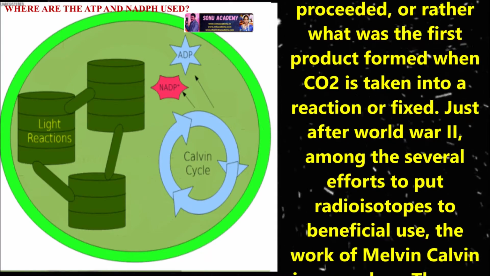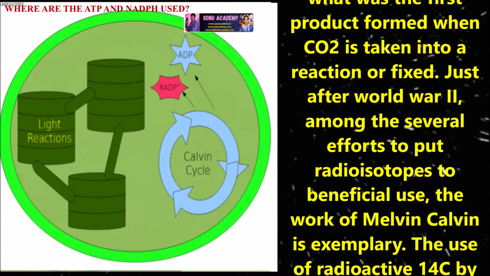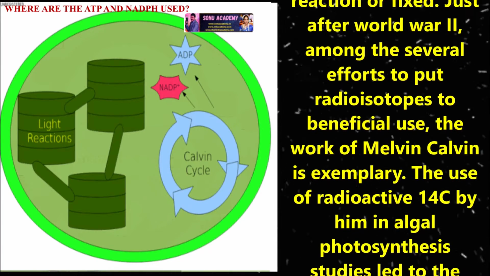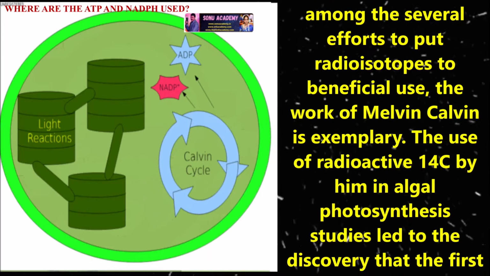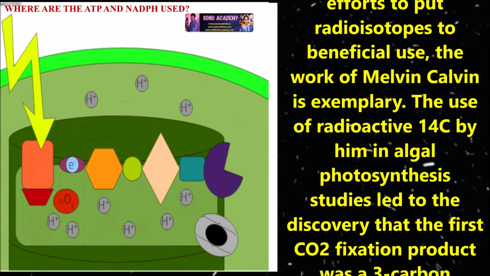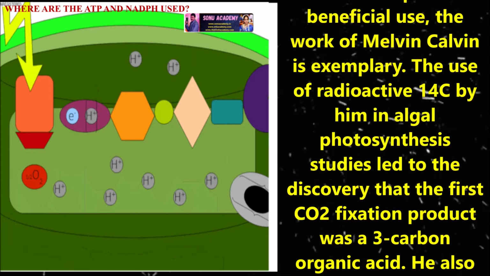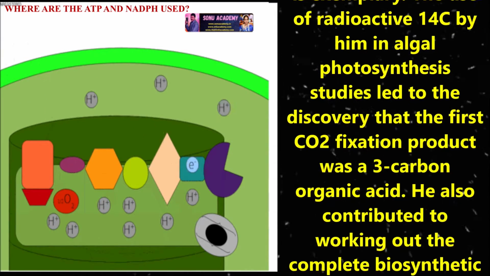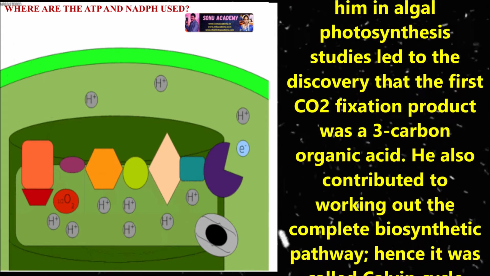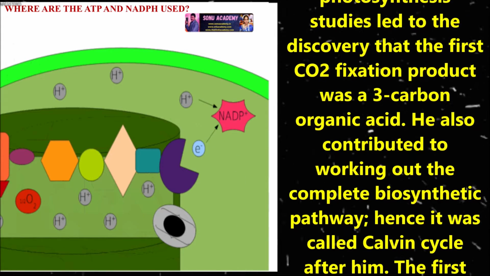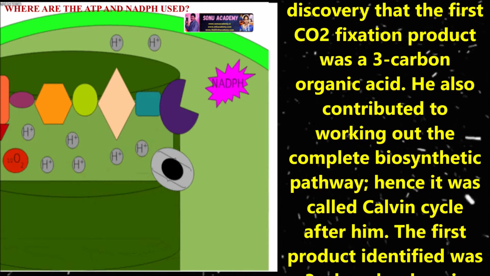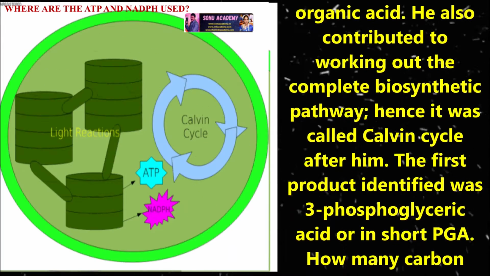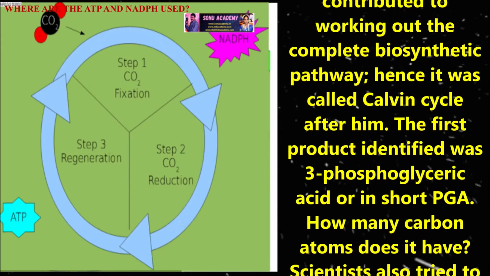Just after World War II, among the several efforts to put radioisotopes to beneficial use, the works of Melvin Calvin are exemplary. The use of radioactive 14C by him in algal photosynthesis studies led to the discovery that the first CO2 fixation product was a 3-carbon organic acid. He also contributed to working out the complete biosynthetic pathway. Hence, it is called the Calvin cycle after him.